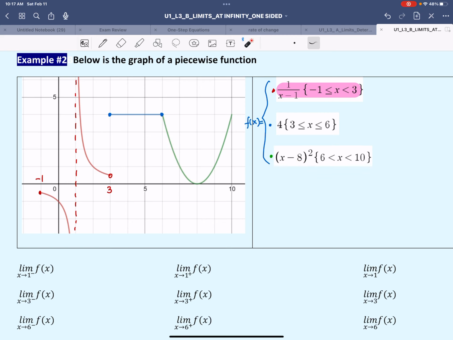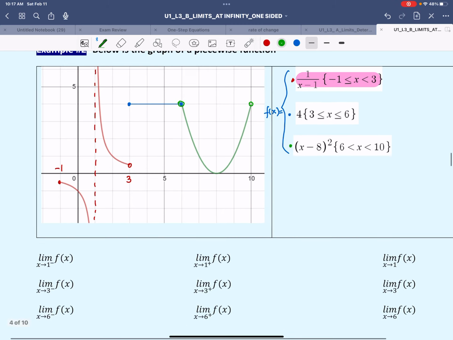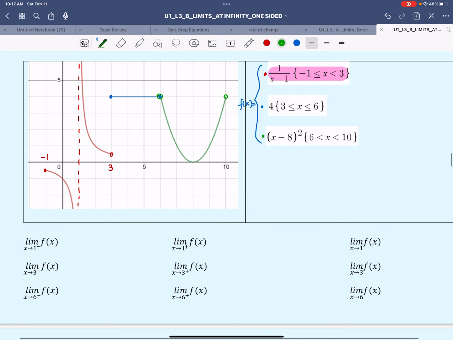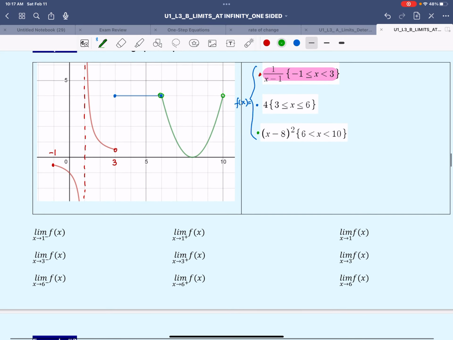And 6 and 10 are not included on the graph, so I'm going to draw the empty circles in here for this graph. So what we're trying to do is evaluate the limits of the function at the indicated point. As we can see here, we have the limit when we approach 1 from the left, 1 from the right, and then we have to make a judgment whether the limit at that point exists or not.